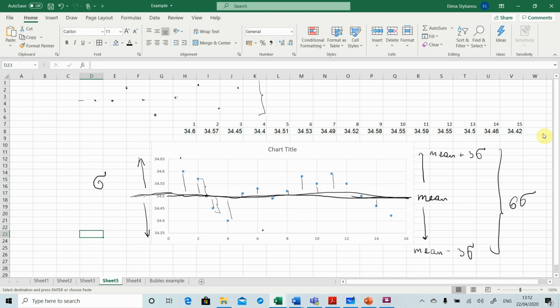That's why, when people calculate a standard deviation, from each data point they take away the mean and they square it. Why do they square it?